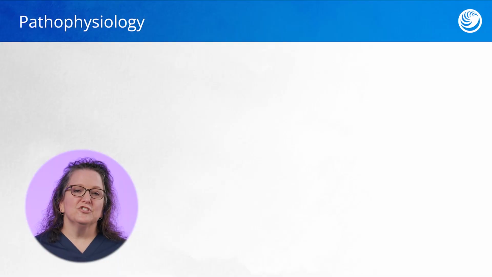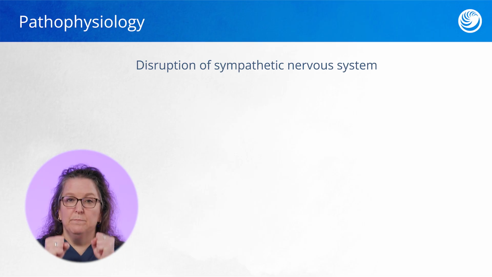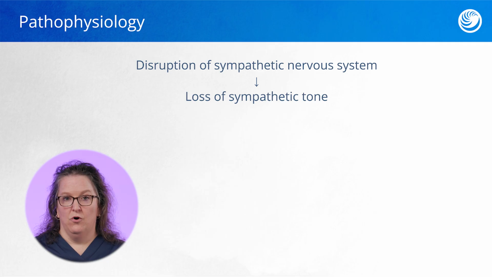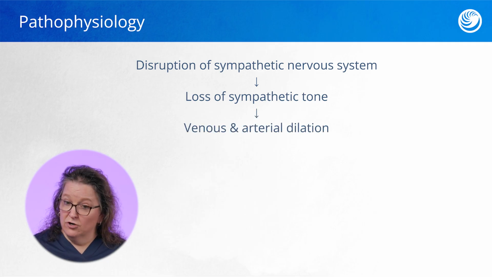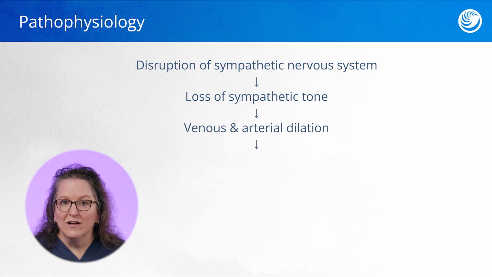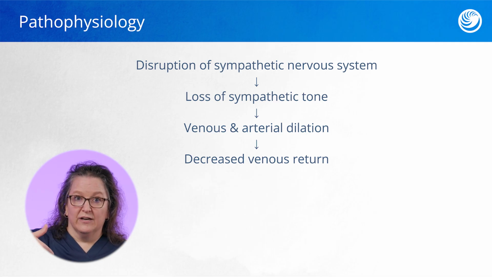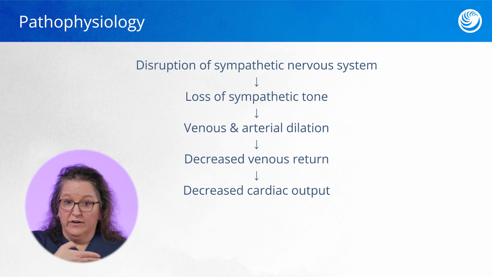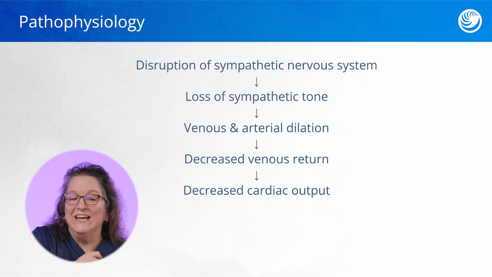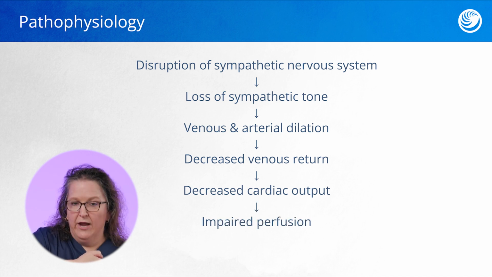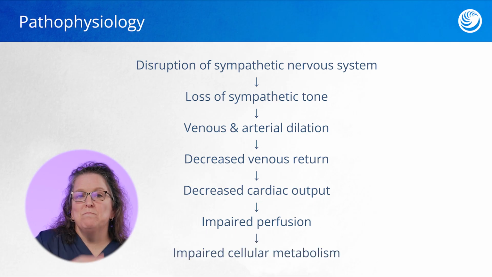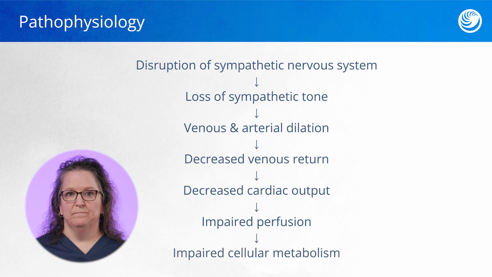Whew, that was a lot of information. Let's break it down to even smaller parts. Neurogenic shock is the disruption of the sympathetic nervous system. That causes a loss of sympathetic tone, which results in venous and arterial dilation. That causes a decrease in the venous return. Less coming in, less going out. That causes a decrease in the cardiac output. So less is going out to the body, causing impaired perfusion and impaired cellular metabolism.